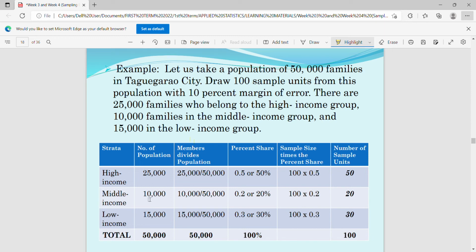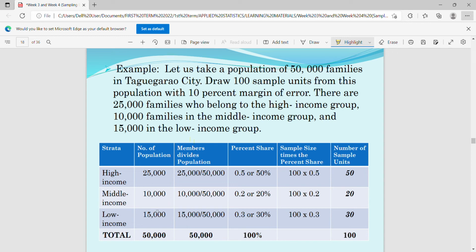Out of 25,000, you will only get 50 samples. Next, for the middle income, we have 10,000 population. So that is 10,000 divided by the total population, which is 50,000. That will result as 20% or 0.2. And this will be multiplied by the sample size of 100. So 100 times 0.2 will come up 20. So in this stratum, middle income, only 20 units will be computed as our sample out of 10,000.